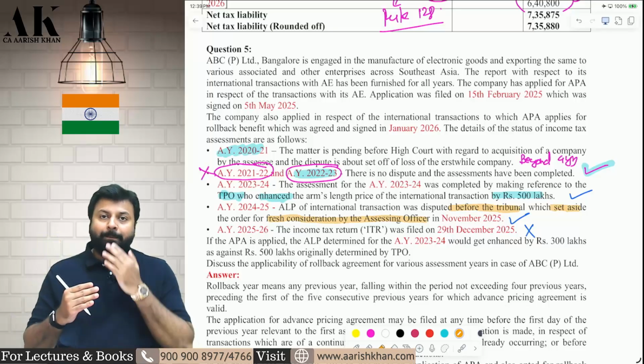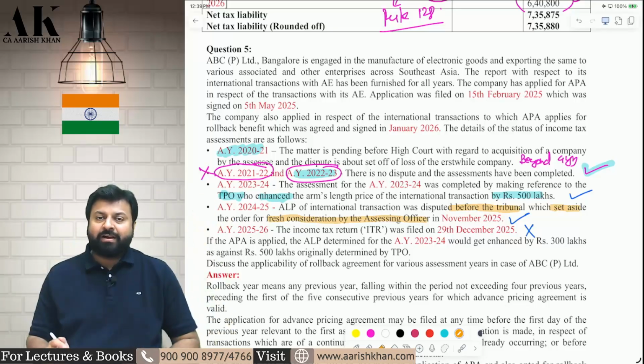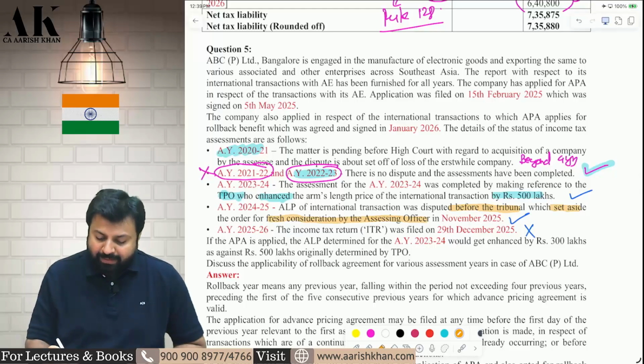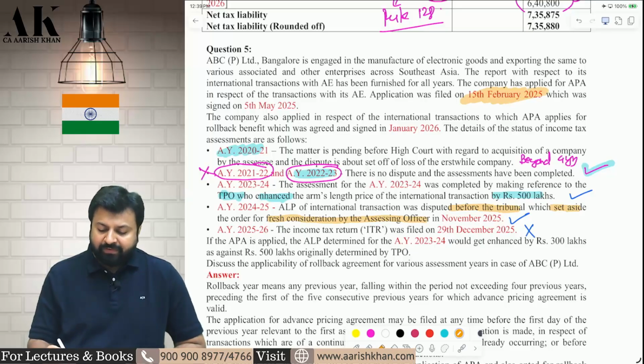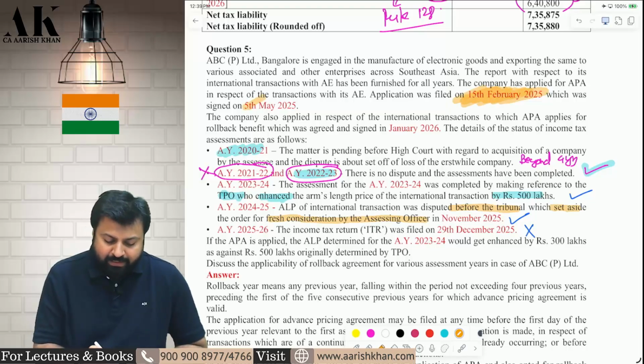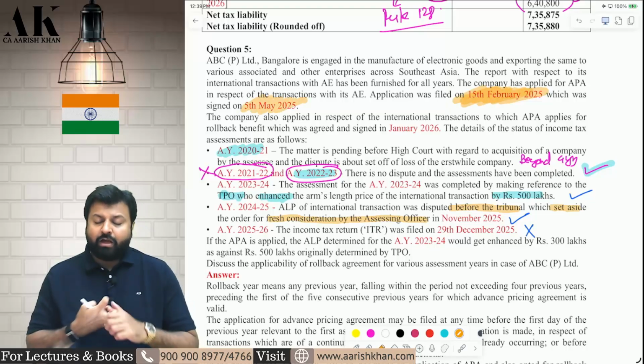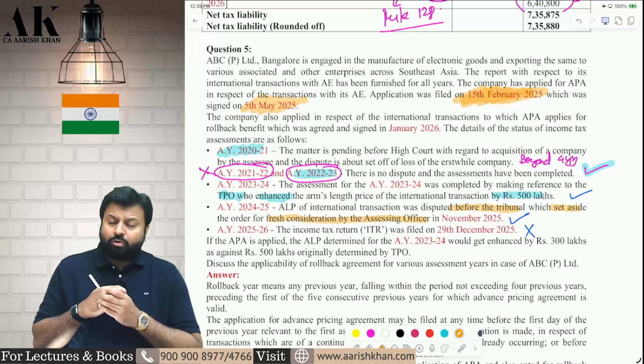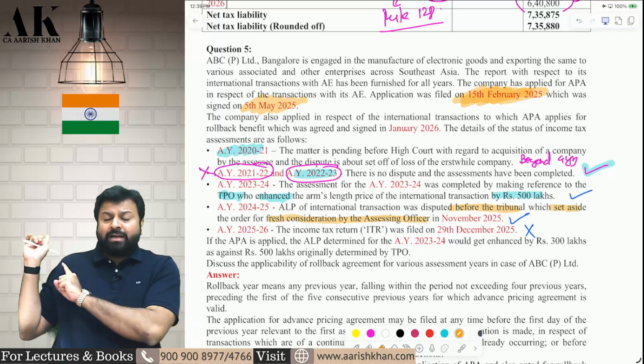Do you know that you can make an application for APA for future 5 years and rollback for past 4 years? So you have made an application for rollback on 15th of February 2025, which was signed on 5th of May 2025. Now you have been asked a question: can you roll back the agreement for the past years?